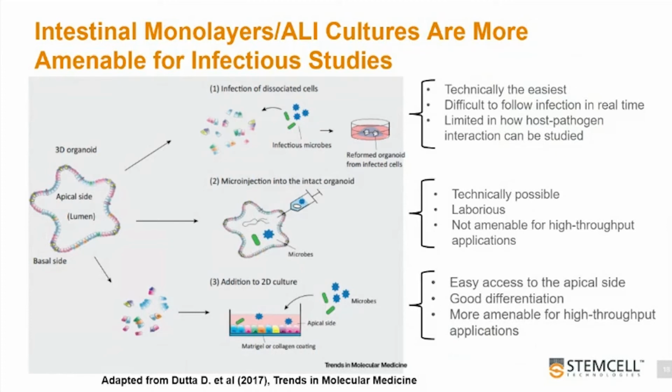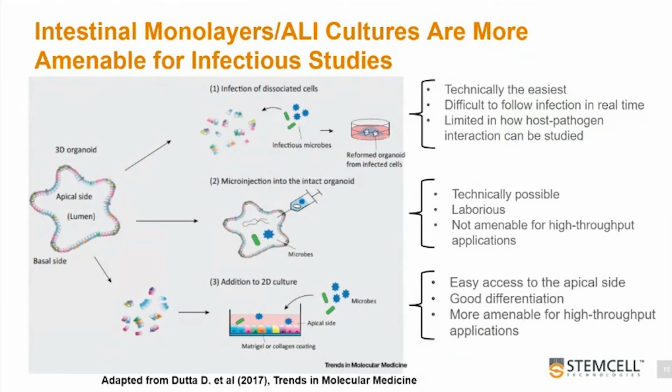The first approach involves dissociation of organoids into single cells or small fragments, combining these dissociated cells with microbes and reforming organoids with infected cells. Technically speaking, this is the easiest approach. However, it can be difficult to fully model infection in real time, and it can be limited in how host pathogen interactions can be studied.